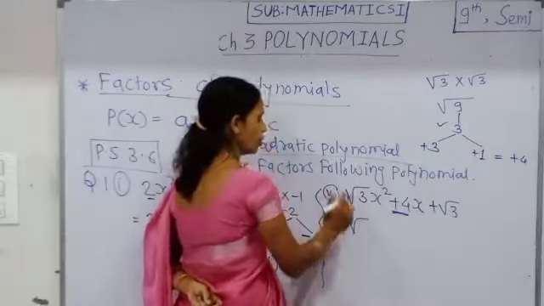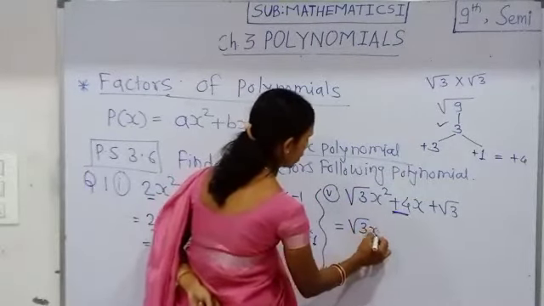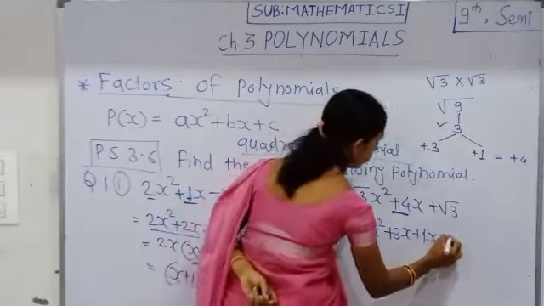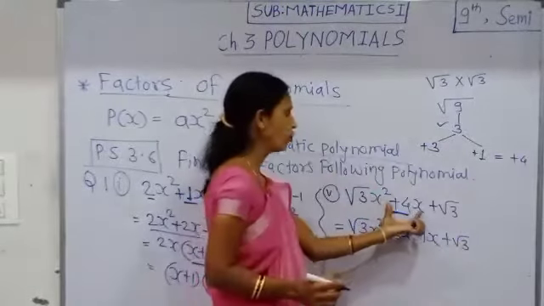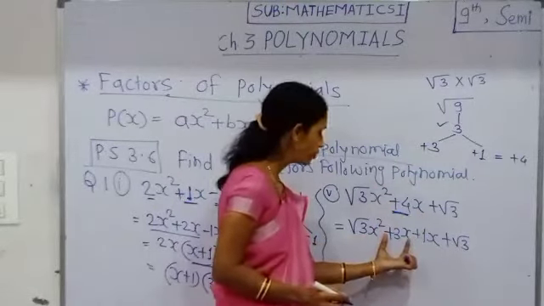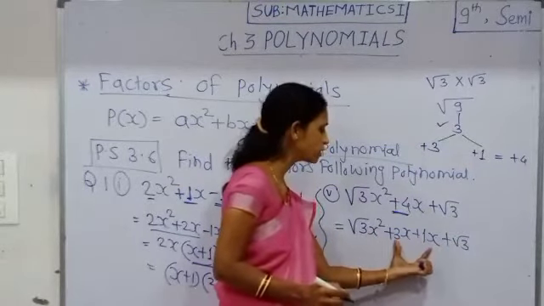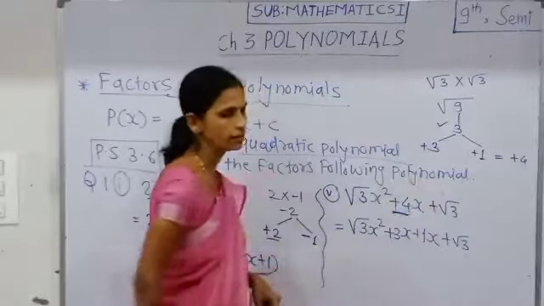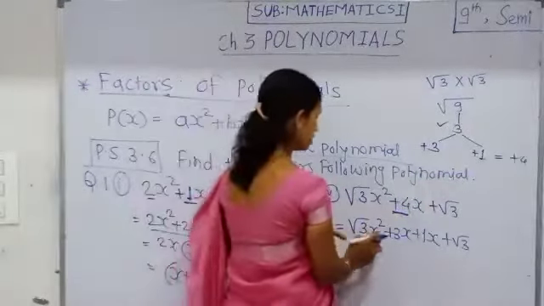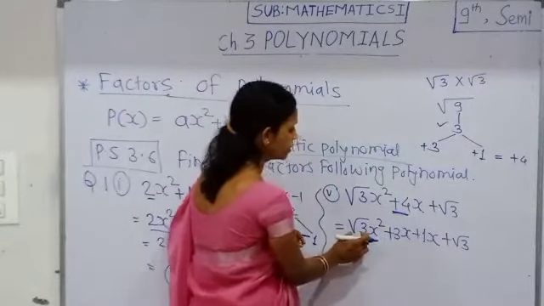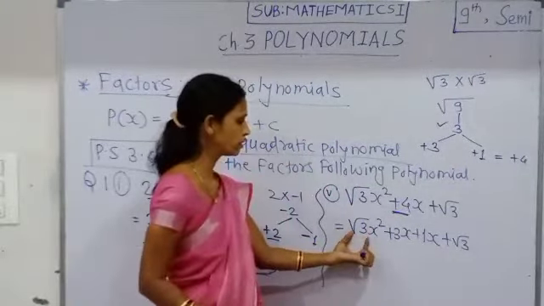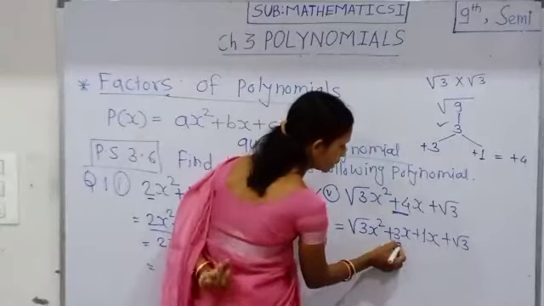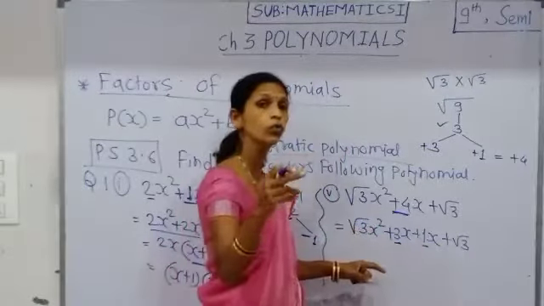Therefore here we have to take plus 3 and plus 1 as the factors of this polynomial. Therefore, root 3x square plus 3x plus 1x plus root 3. See here, 4x is split into plus 3x plus 1x, that is 3x plus 1x equals 4x, and the remaining terms are written as they are. Then see here, there is root 3, which is the coefficient of the first term, and root 3 is the constant term. Therefore we have to write that 3 and 1 in root form.